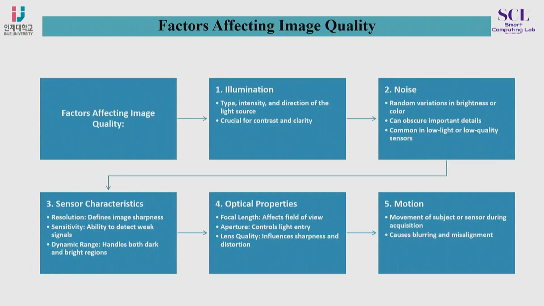So, factors affecting image quality. Here are different factors. You can see illumination. Illumination is also important: the intensity and the direction of the light source. There must be a proper direction of the light source, and your object should be in that position so that maximum light can focus on the object and you can get a high quality image.